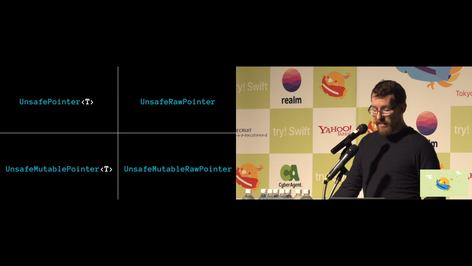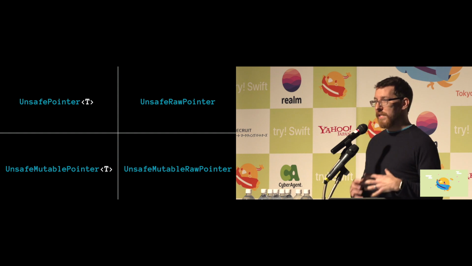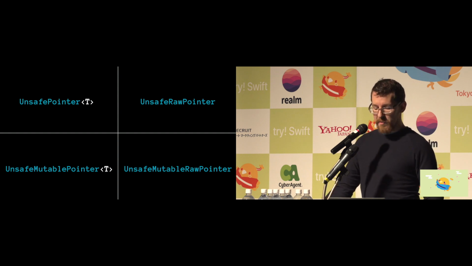Even though these are unsafe APIs that let you skip past the normal bounds checking, type safety, and memory management, Swift still wants to help you do the right thing. So it brings some of these checks right into the type system. From this perspective, we can look at the 4 types on 2 different axes.